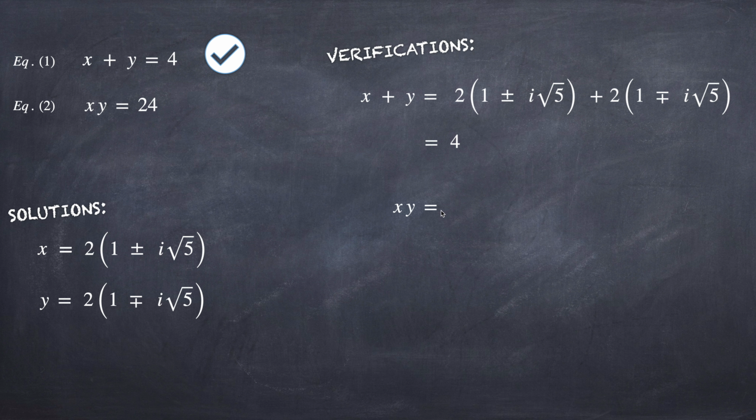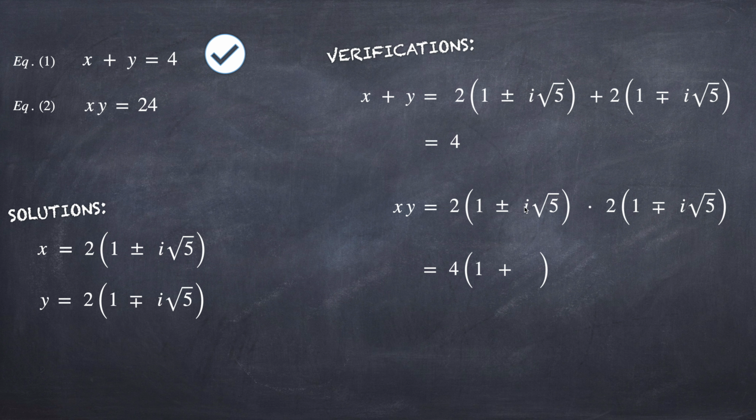The second equation, x times y. So this is x, and let's multiply it by y. 2 by 2 is 4. So the first term, 1 multiplying 1 is 1. The crossed terms will cancel out. For instance, 1 times this factor plus this factor times 1, they will cancel out. In both cases, for the upper and lower sign solutions.